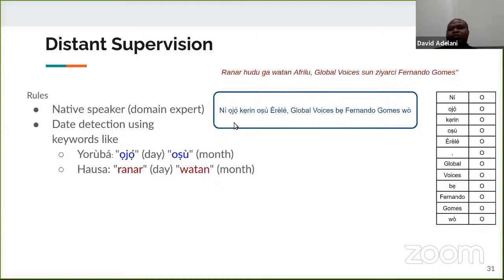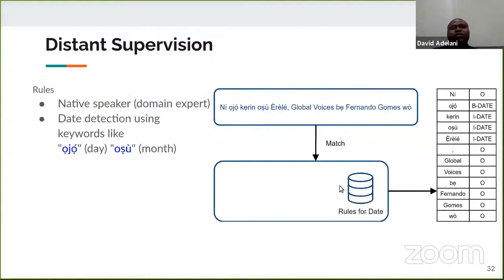So we can use this date keyword and just look at the side and say, okay, the next word after this date keyword should be a date with high probability. So we can use this to automatically label that. And we find the same thing in Hausa, that they also have this keyword like Rana, water, for the day and month. And we can use this to automatically label.